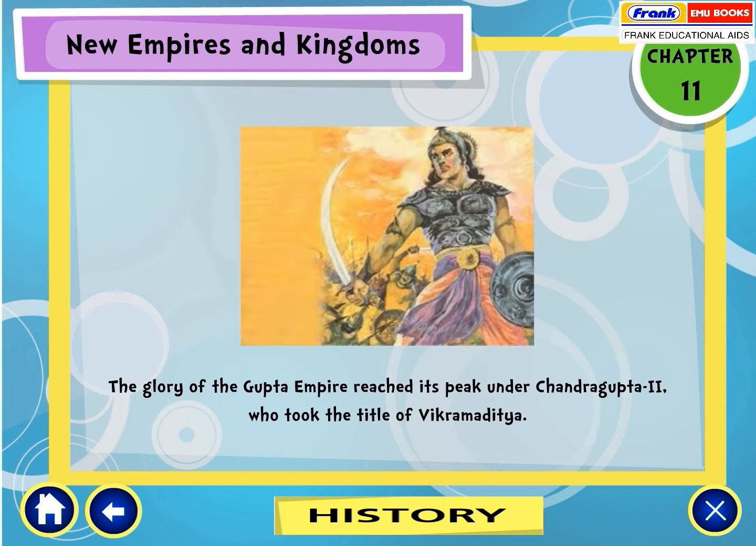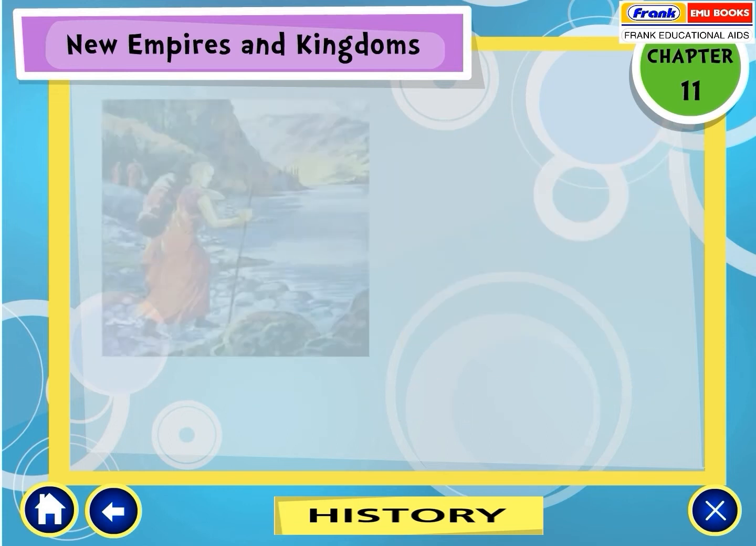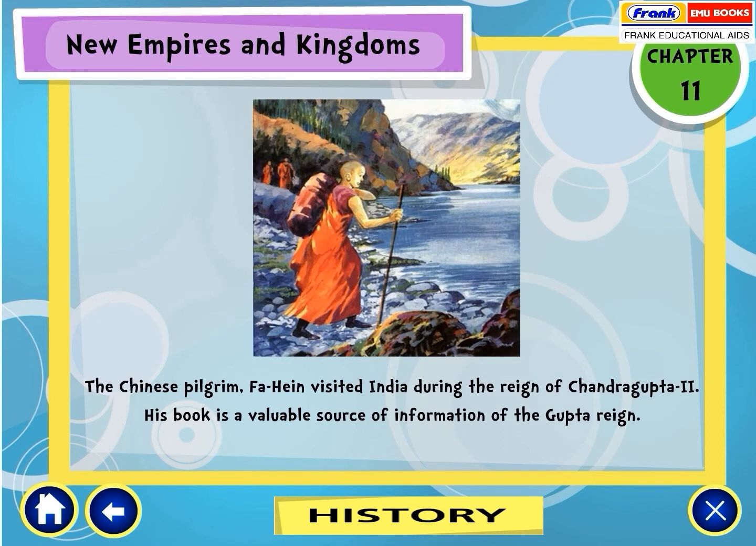The glory of the Gupta Empire reached its peak under Chandragupta II, who took the title of Vikramaditya. The Chinese pilgrim Fa Hien visited India during the reign of Chandragupta II. His book is a valuable source of information of the Gupta reign.